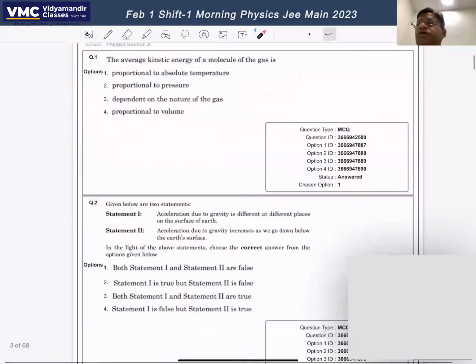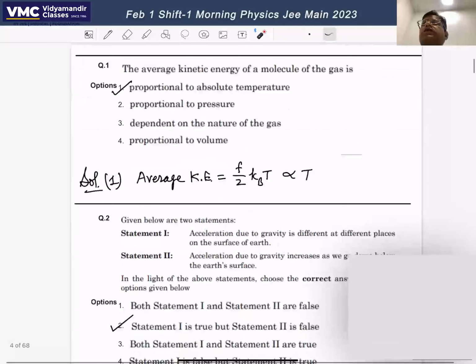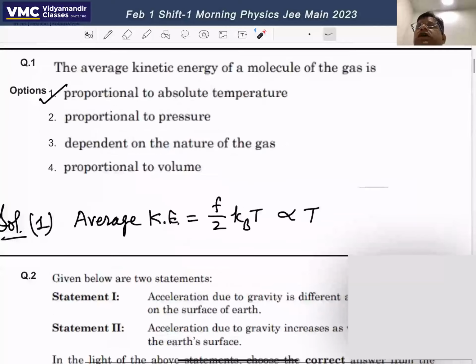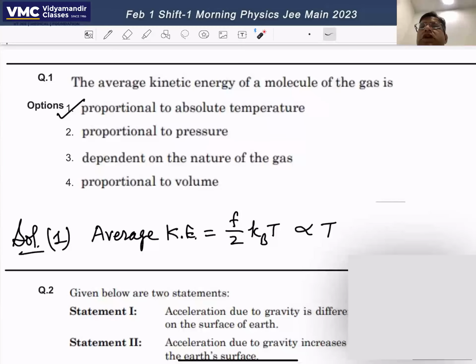This first question deals with average kinetic energy of a molecule of the gas. Average kinetic energy of a molecule depends on the degree of freedom and temperature of the body, and that equals f by 2 times kBT. So this is the average kinetic energy, and it will be directly proportional to absolute temperature. That's why option 1 will be correct.